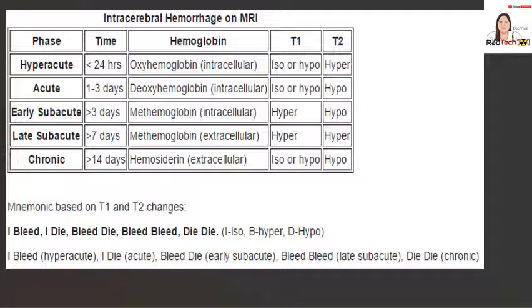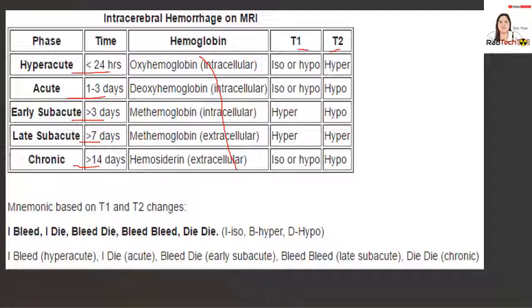So, yung time frame, pag less than 24 hours, hyperacute. Pag 1 to 3 days, acute hemorrhage. Pag more than 3 days, early subacute. Greater than 7 days, late subacute. And greater than 14 days, chronic hemorrhage. Ito yung mga hemoglobin content. Dito tayo mag-focus sa T1 and sa T2.